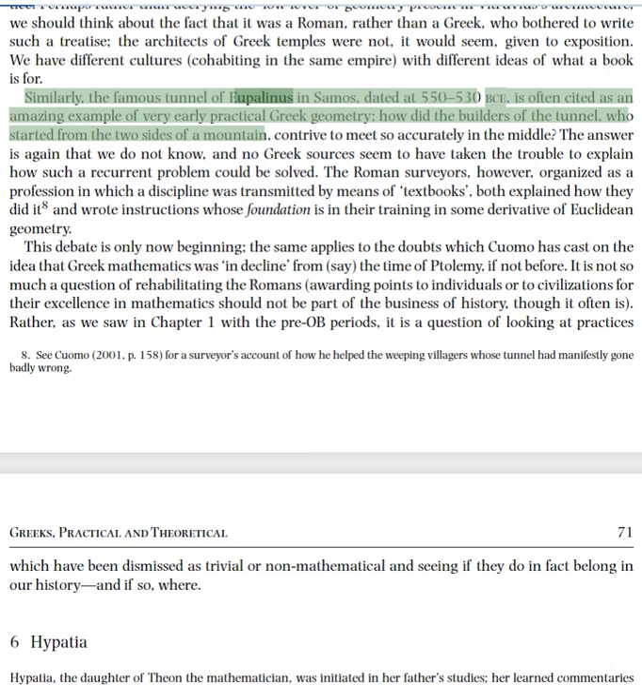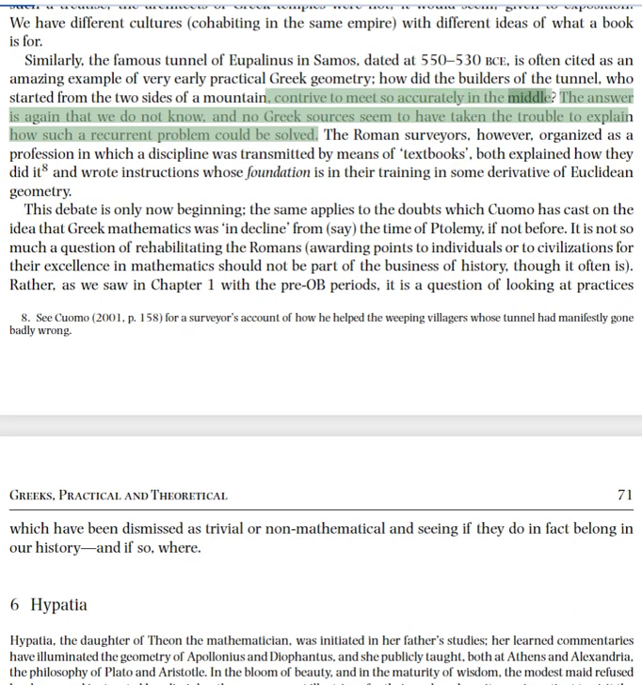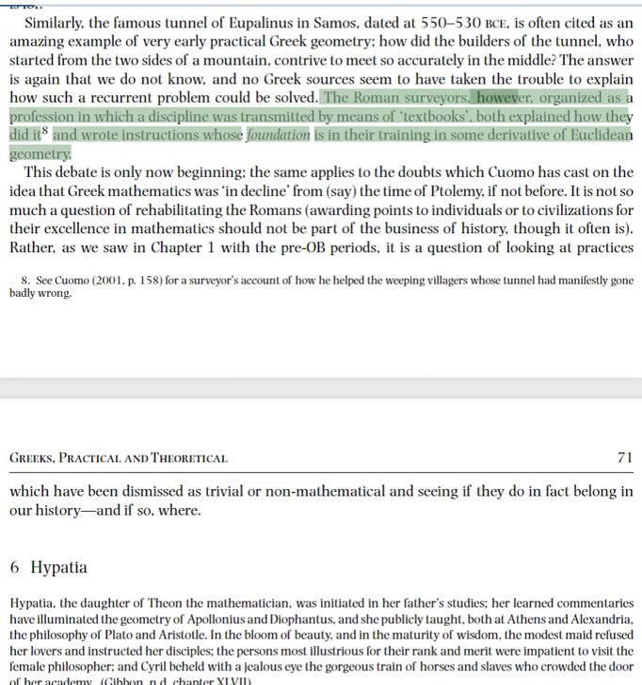Similarly, the famous tunnel of Eupolinus in Samos, dated at 550-530 BCE, is often cited as an amazing example of very early practical Greek geometry. How did the builders of the tunnel, who started from the 2 sides of a mountain, contrive to meet so accurately in the middle? The answer is again that we do not know, and no Greek sources seem to have taken the trouble to explain how such a recurrent problem could be solved. The Roman surveyors, however, organized as a profession in which a discipline was transmitted by means of textbooks, both explained how they did it and wrote instructions whose foundation is in their training in some derivative of Euclidean geometry.